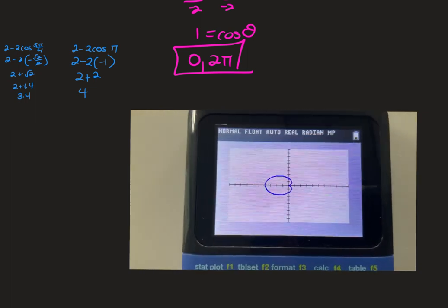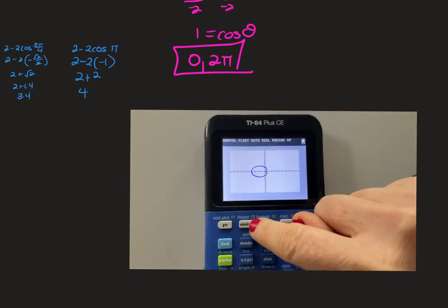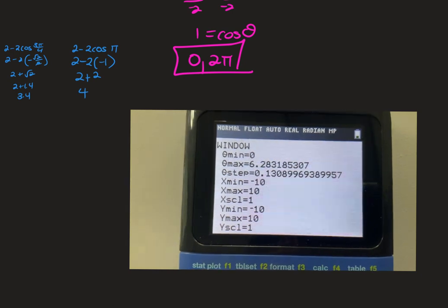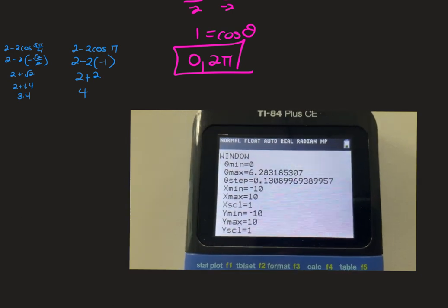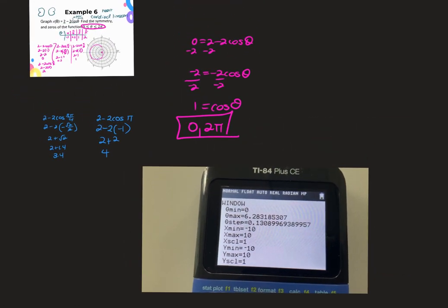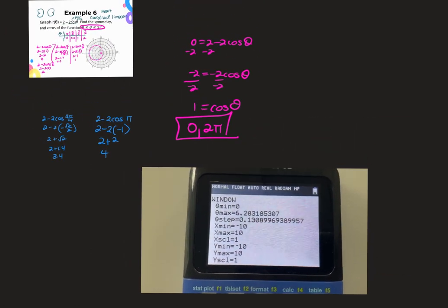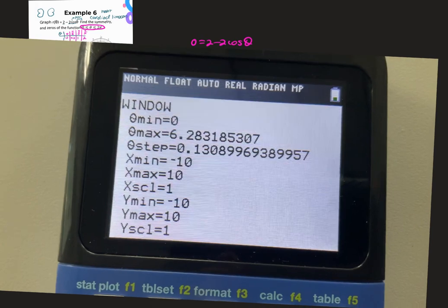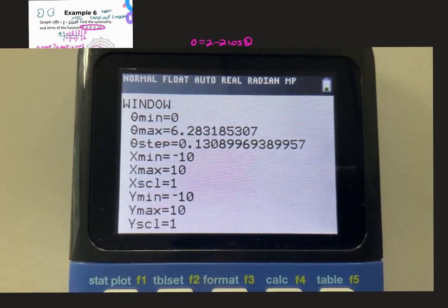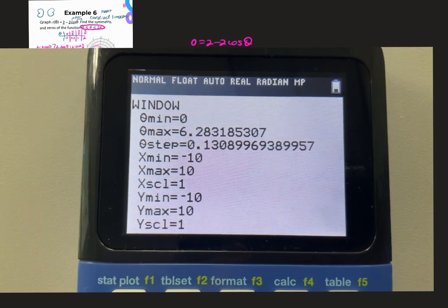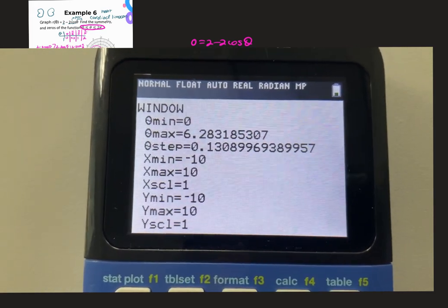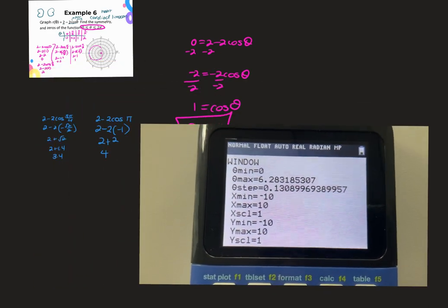Now, if I wanted to restrict it, I would have to restrict my window. This is going to give you a repeated curve, so it's always going to look the same, right? But let's say it only wanted to know what was happening from 0 to pi. Then you have to restrict your x values, because your x values are your thetas. So right now my x min is 0 and my x max is 6.28. This is from 0 to 2 pi. Okay, if you wanted to change it, that's how you change it.